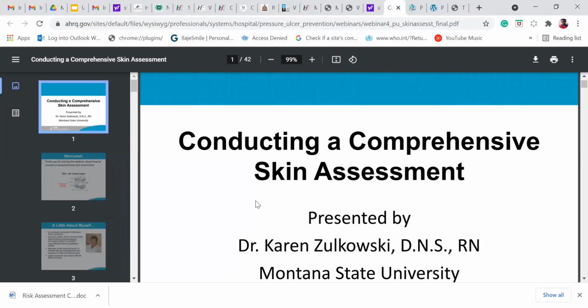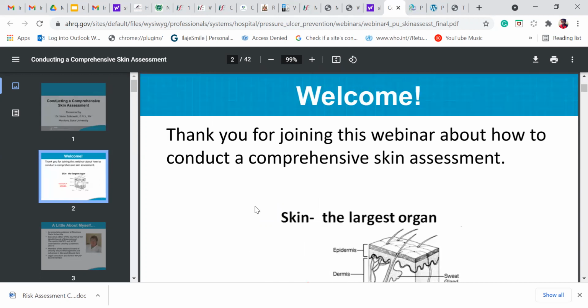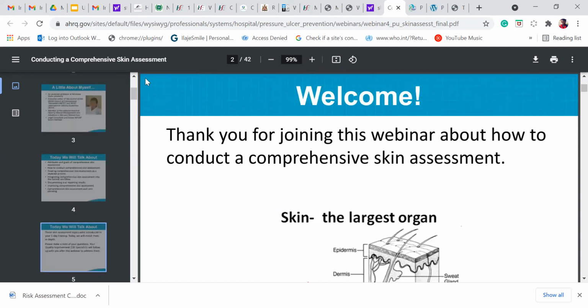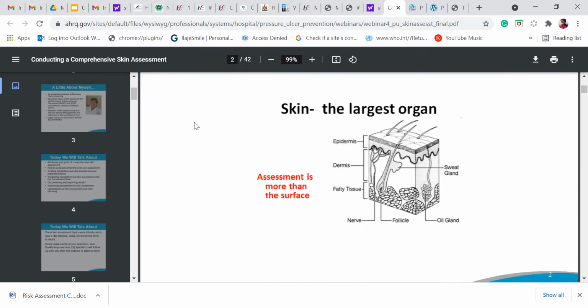I'm going to start with this document here, this presentation by Dr. Karen, Montana State University, talking about conducting a comprehensive skin assessment. As large as the skin is, we know that the skin is the largest organ in the body. So assessment is more than the surface.